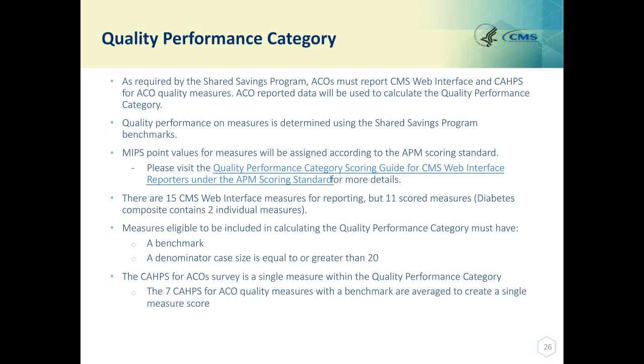The measures that are eligible to be included in calculating this score will all have a benchmark available and a denominator with a case size that is equal to or greater than 20 cases. And in the CAHPS for ACO survey, we're only counting this as a single measure for the MIPS quality performance category, meaning that the 7 CAHPS quality measures that have benchmarks will be averaged together to create a single measure score. Next slide.